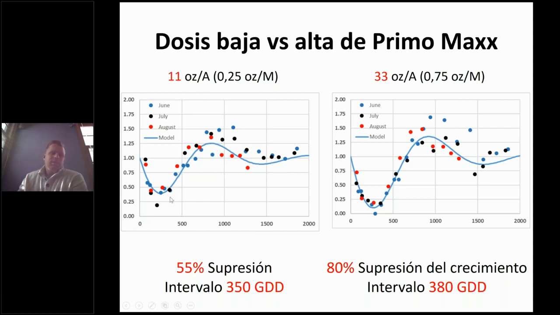So at the low rate, we had 55% suppression on average, and the interval was 350 growing degree days. If we use the high rate, 3 times as much product, now we get 80% suppression, including one day in which we had 0 growth rate. The suppression was so great. But our reapplication interval only went slightly longer to 380 growing degree days. So application rate is really how hard we're pushing the brake pedal, and the temperature is really how long that product is going to last.